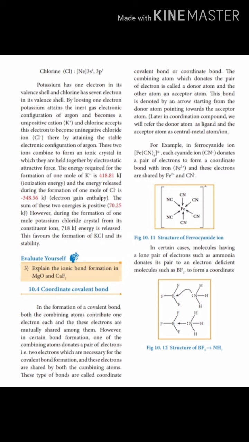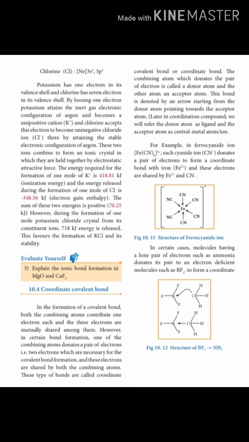Coordinate covalent bond. In the formation of a covalent bond, both the combining atoms contribute 1 electron each, and these electrons are mutually shared between them. However, in certain bond formations, one of the combining atoms donates a pair of electrons, 2 electrons, which are necessary for the covalent bond formation, and these electrons are shared by both the combining atoms. This type of bond is called a coordinate covalent bond or coordinate bond.